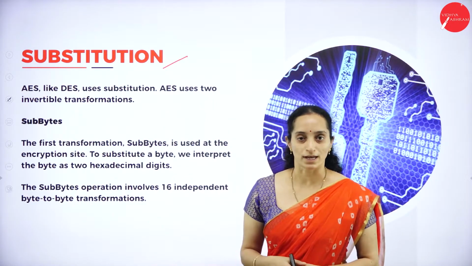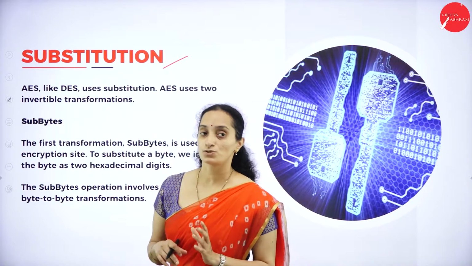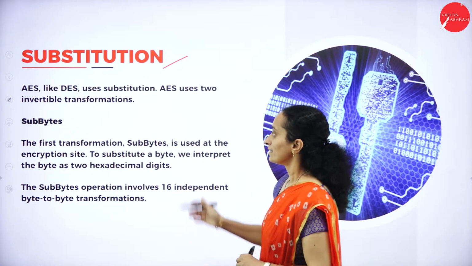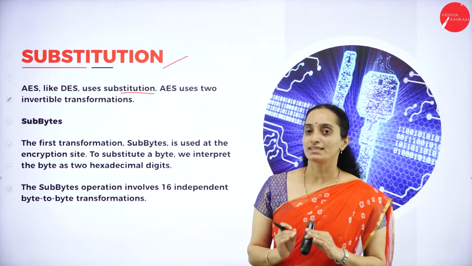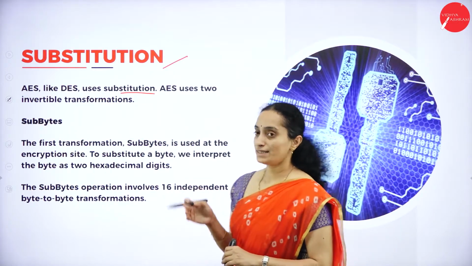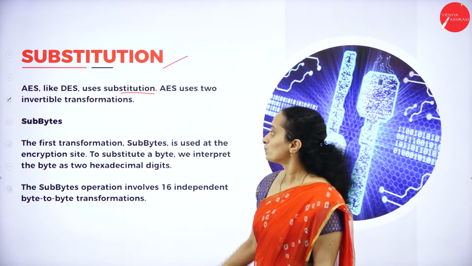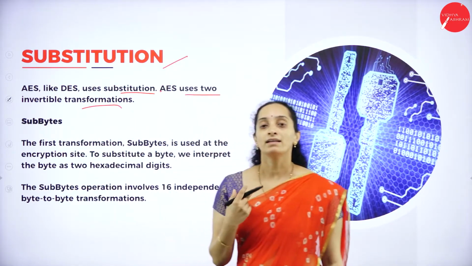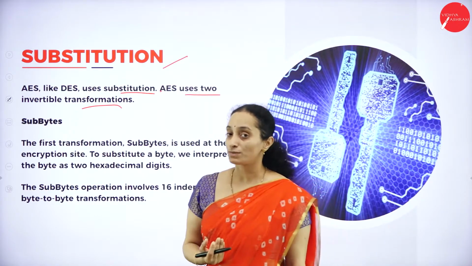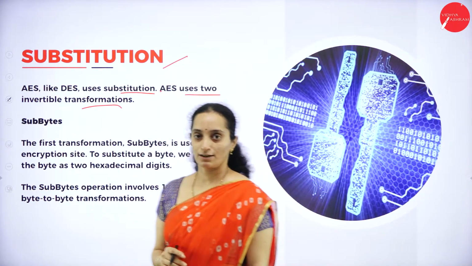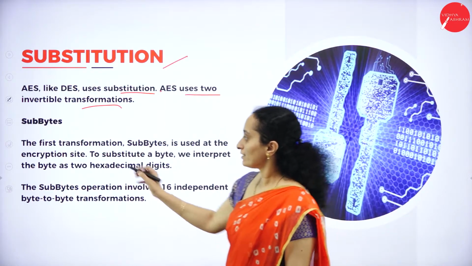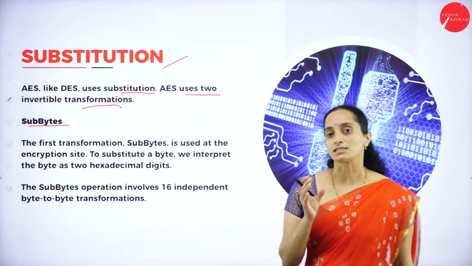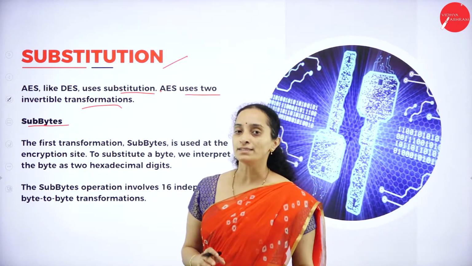How are they going to do that? We know about the different substitution ciphers, is it not? In some stage DES also uses the substitution, but AES in the initial step itself uses the substitution method. It uses 2 invertible transformations, transforming the text from one form to another form. The first step that we follow is called sub bytes, getting the sub bytes from the normal byte that we use.